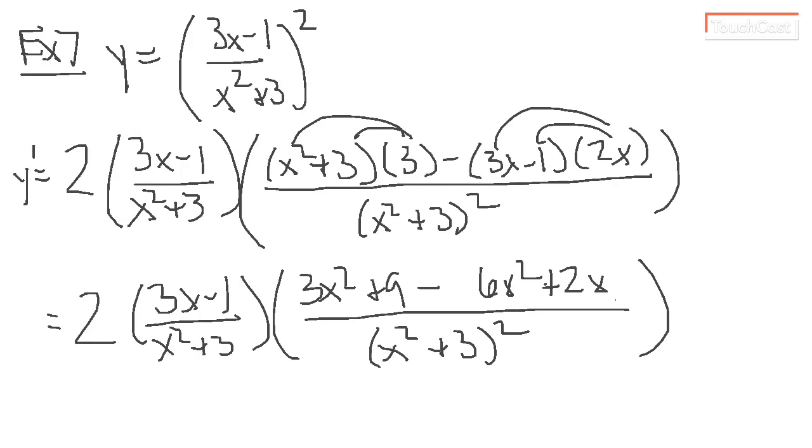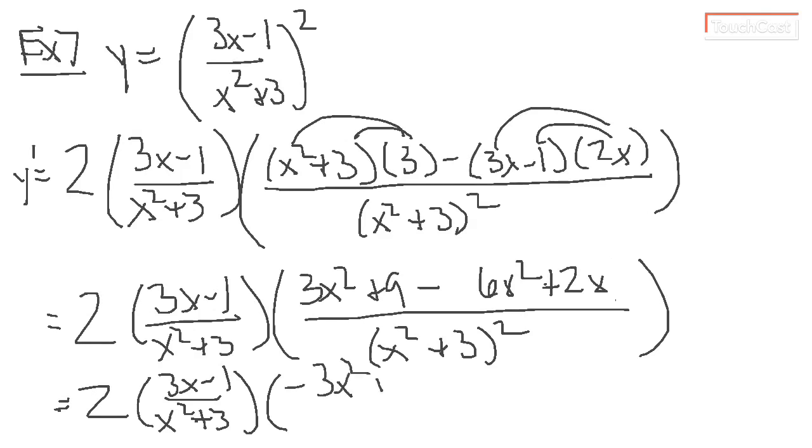Now we can combine stuff in our numerator, and I think I might have enough room to do this before I need to move on to another page. So we're going to have 2 times 3x minus 1 over x squared plus 3 times 3x squared minus 6x squared, negative 3x squared, plus 2x plus 9, all over x squared plus 3 squared. I'm going to rewrite that at the top of the page on another one, so give me a second.